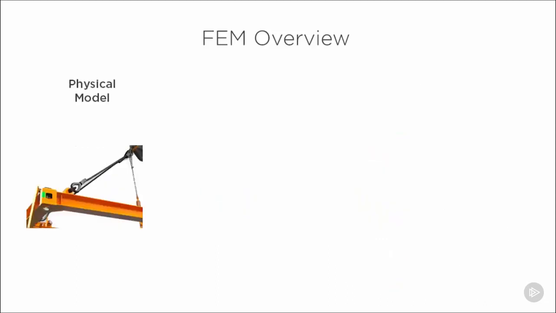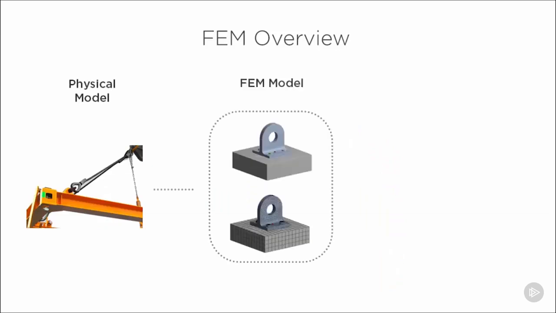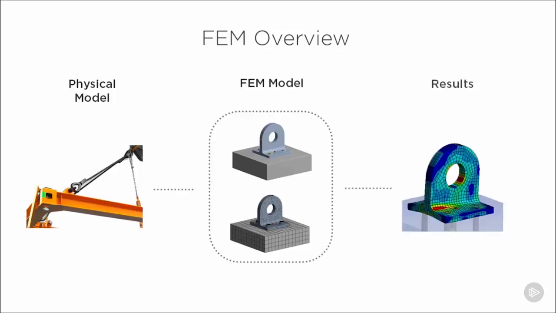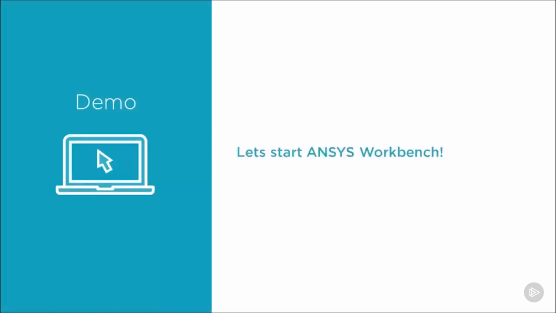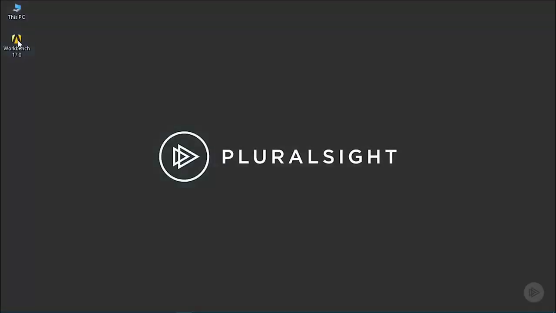So in our case, the physical model is the lifting lug, and the FEM model will be the conversion of the real model into a 3D CAD model, and then after dividing the model into finite elements and applying the correct load and boundary conditions, we'll finally obtain our stress results, deformation, and other results. So, what are we waiting for? Let's go ahead and start Ansys Workbench.